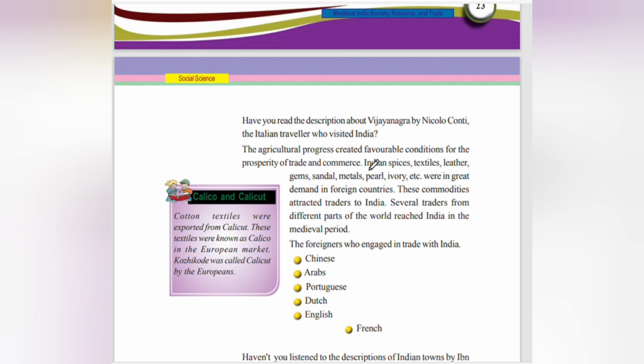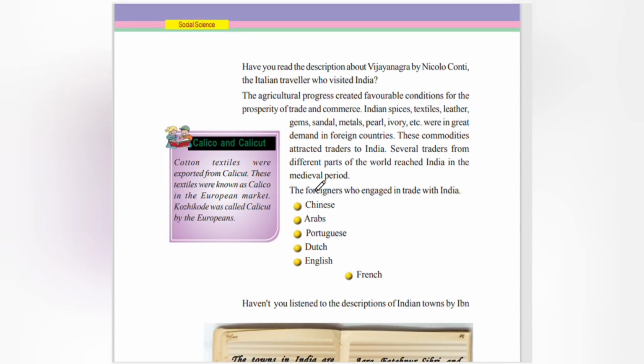Agricultural progress created favorable conditions for the prosperity of trade and commerce. Indian spices, textiles, leather, gems, sandal, metals, pearl, ivory, etc. were in great demand in foreign countries. These commodities attracted traders to India. Several traders from different parts of the world reached India in the medieval period. Foreigners who engaged in trade with India were Chinese, Arabs, Portuguese, Dutch, English and French.